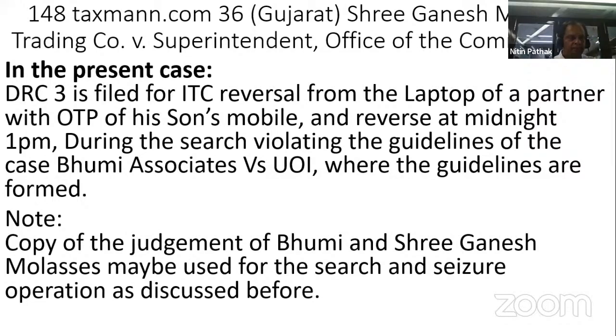DRC-3 was filed and ITC was reversed from the laptop of a partner with OTP on his server. In the present case, in the case of Ganesh Polysis, one of the directors, DRC was filed for ITC reversal from the laptop of a partner with the OTP of his son's mobile, and it was midnight at 1 p.m. During the search, violating the guidelines of Bhumi Associate versus Union of India, Gujarat High Court, a copy of the judgment of the Gujarat High Court, you can use it during the search and seizure. And they have issued guidelines as under.